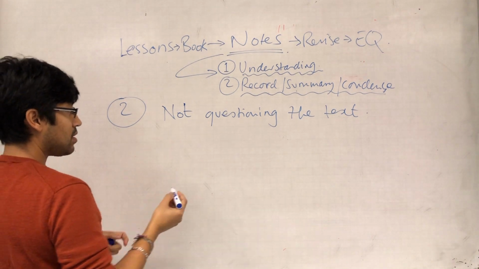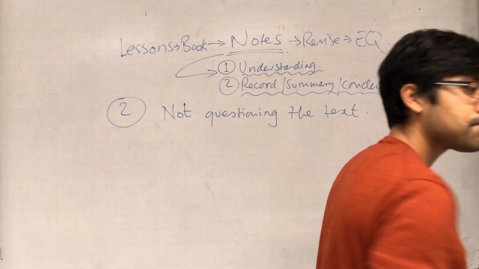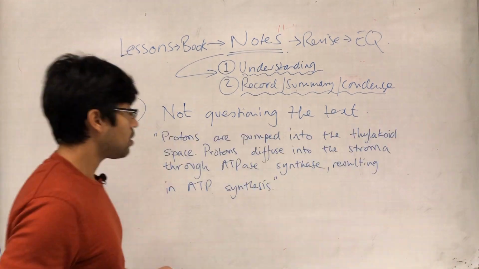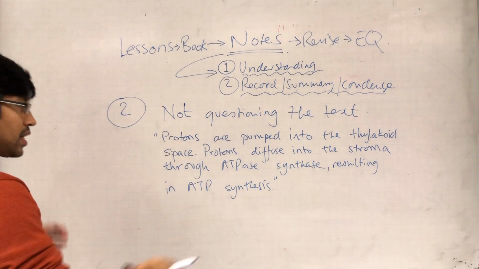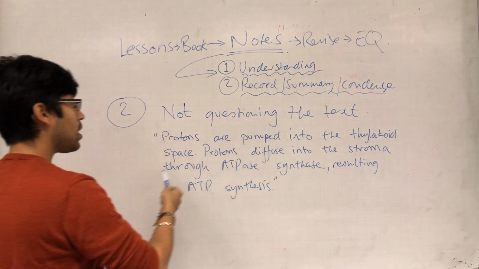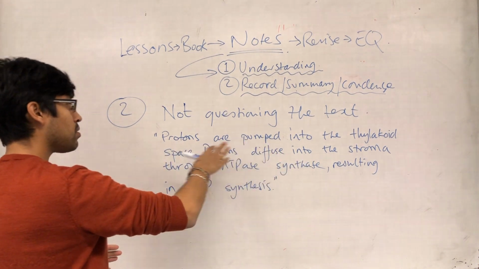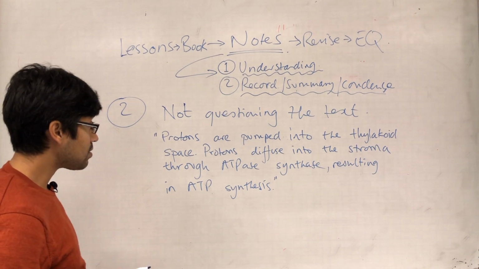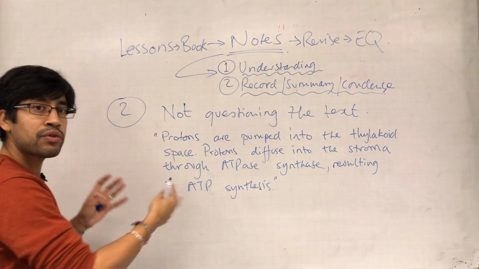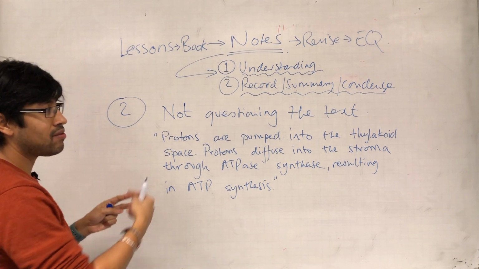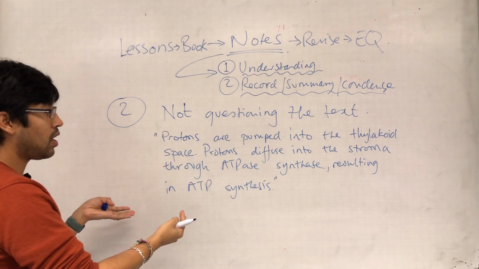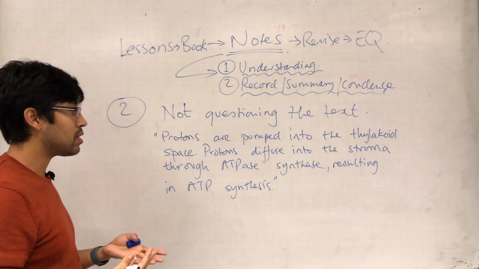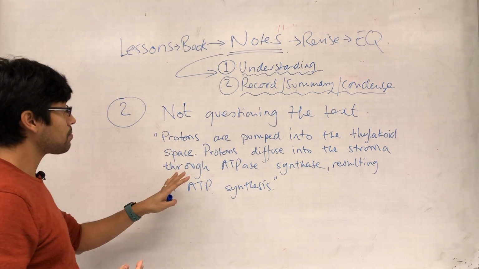So, if there's a passage that reads, so this is referring to a biological concept. Let's say I have this little section. Protons are pumped into the thylakoid space. Protons diffuse into the stroma through ATP synthase, resulting in ATP synthesis. Now, that all sounds very important, and if I'm not really questioning what I'm reading, I might just transfer everything without even thinking about it, because clearly it's all very important.